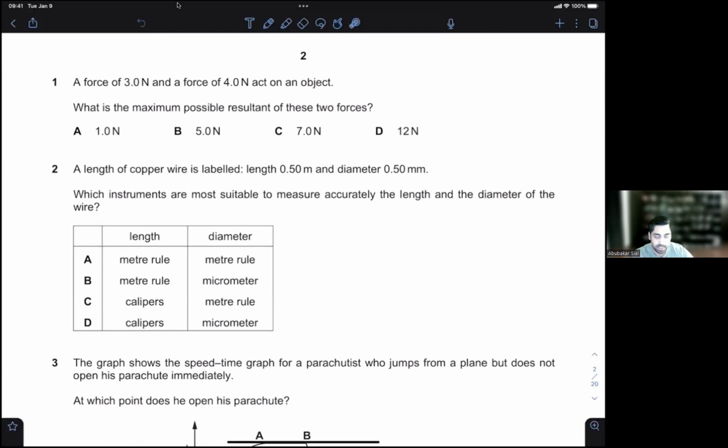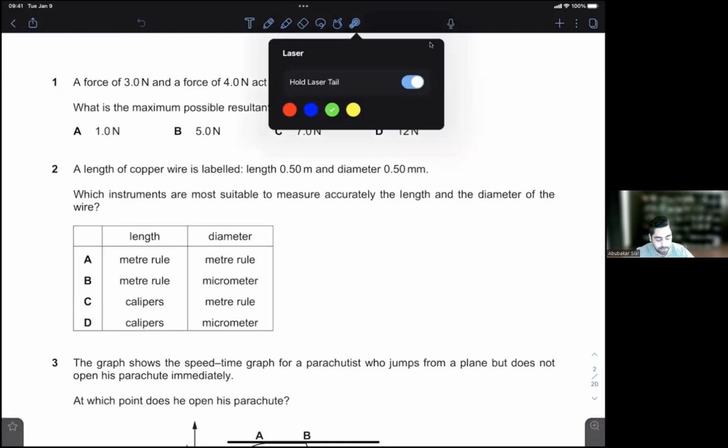The point is to just share with you how I would advise you to work through the questions and how I would do that myself.